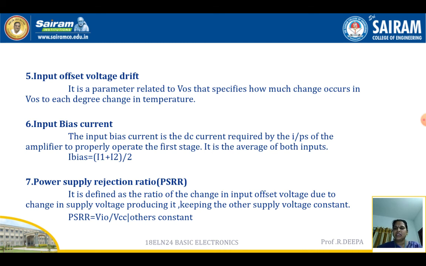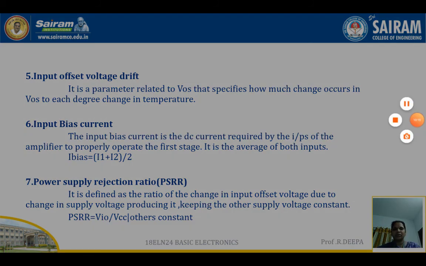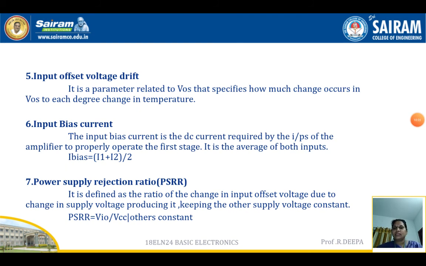The last parameter is power supply rejection ratio. It is defined as the change in the input offset voltage due to changes in the supply voltages, that is VCC and VEE, keeping the other supply voltage constant. So we can define PSRR as the change in the input offset voltage VIO with respect to the supply voltage VCC, keeping the other supply voltage constant.